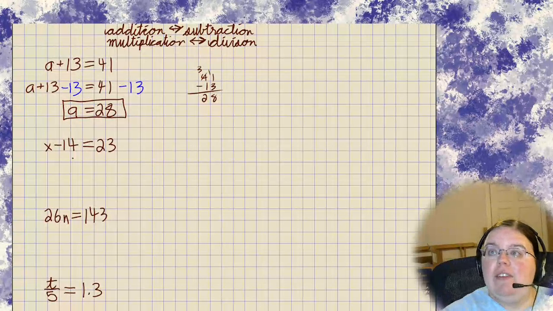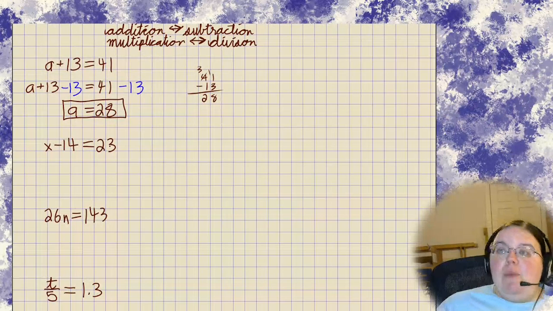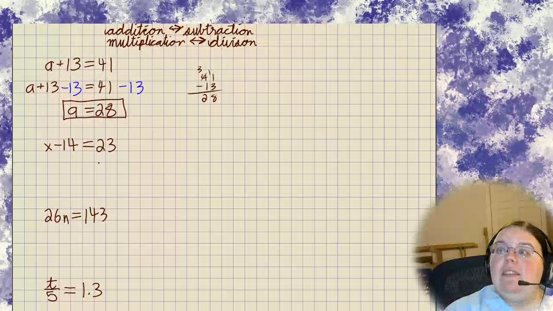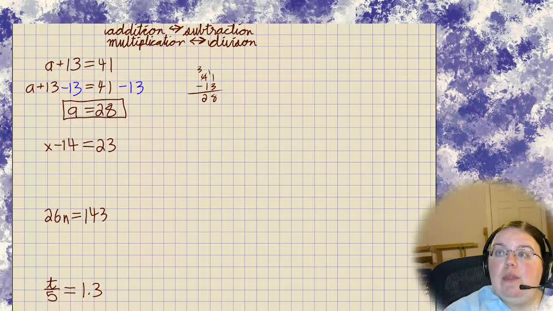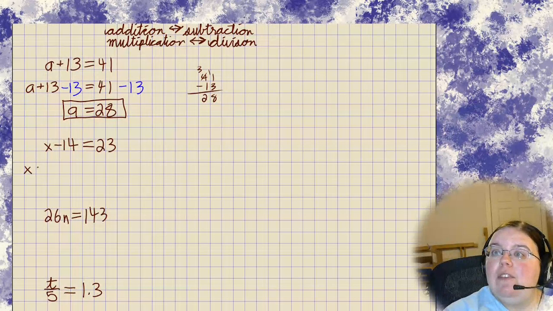Now here's our next equation. x, which is just some number, minus 14 is supposed to equal 23. So what we want to know is what x is. Here's what we have to work with. So I see we have a subtraction here. Well, the inverse operation for that is addition. So I'm just going to take what I start with and then make that same change on both sides of adding 14.